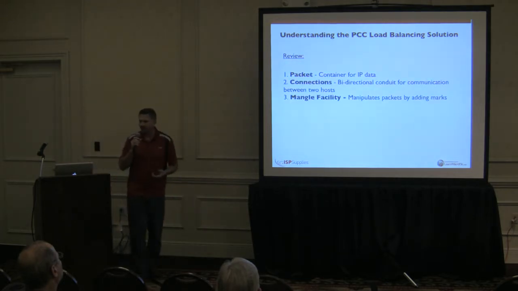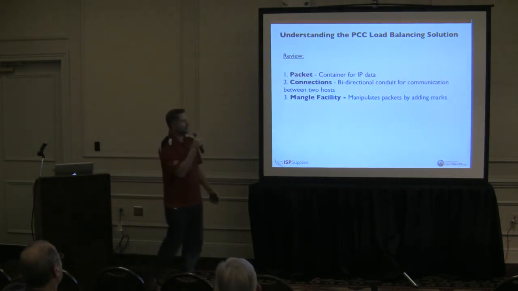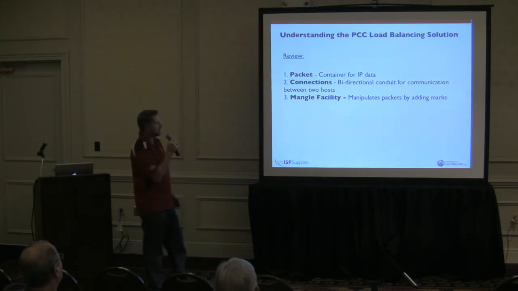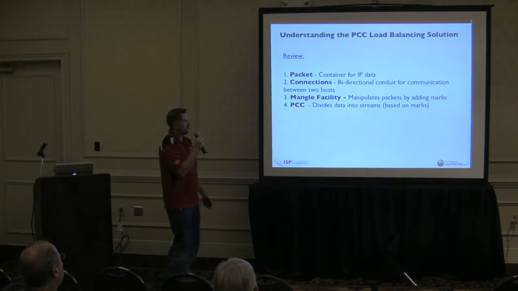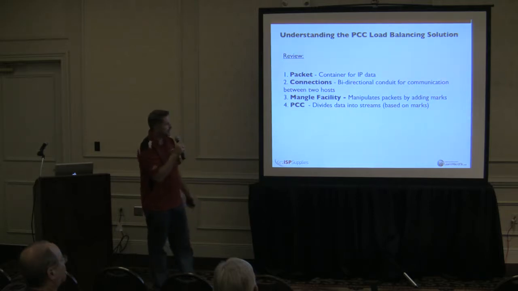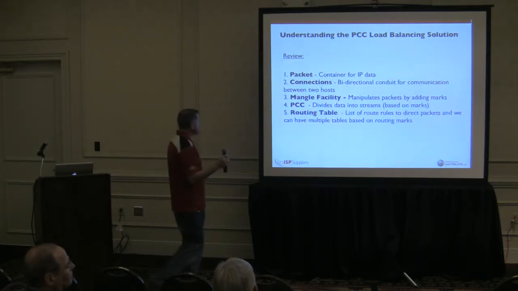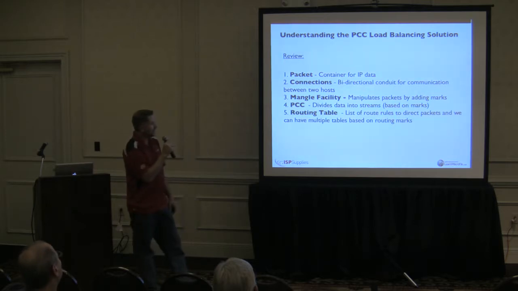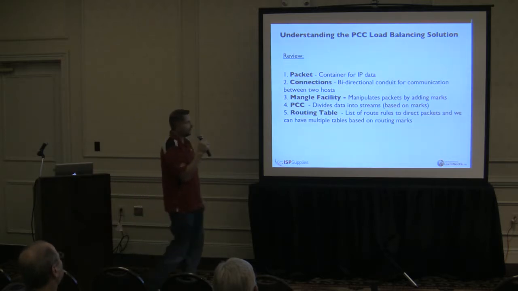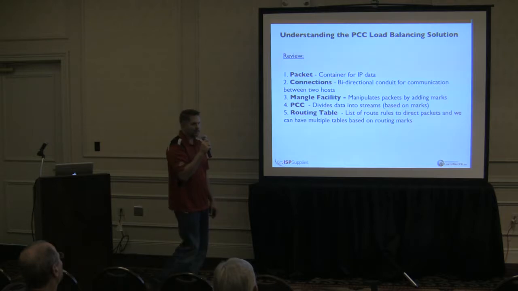Third one is the mangle facility. The mangle facility manipulates packets by matching certain packets and adding marks. The fourth is the PCC function, which divides data into streams based on those marks. And the fifth is a routing table, which is a list of rules that determine where we are going to direct the packets.